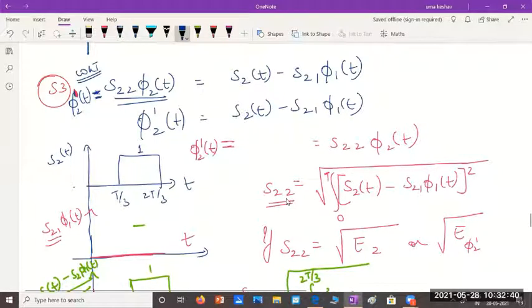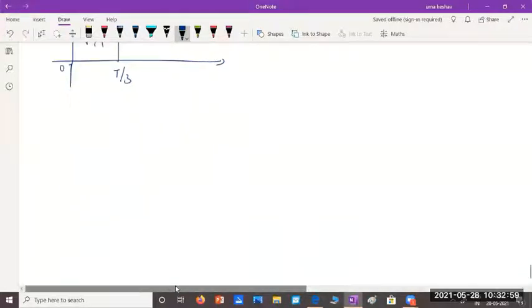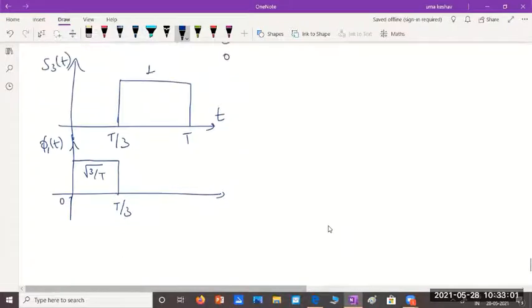So, this exists in the range 0 to t by 3 and its value is root 3 by t. Now what should I do? I should multiply these two and find the area under the curve. What will you get when you multiply these two?